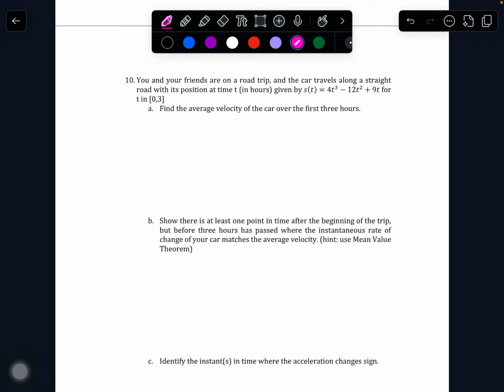Alright, so for number 10, we have a word problem. All we really need from this is this equation and this. We have a position function and we have an interval. It says find the average velocity of the car over the first 3 hours. Okay? So average velocity is change in distance over change in time.